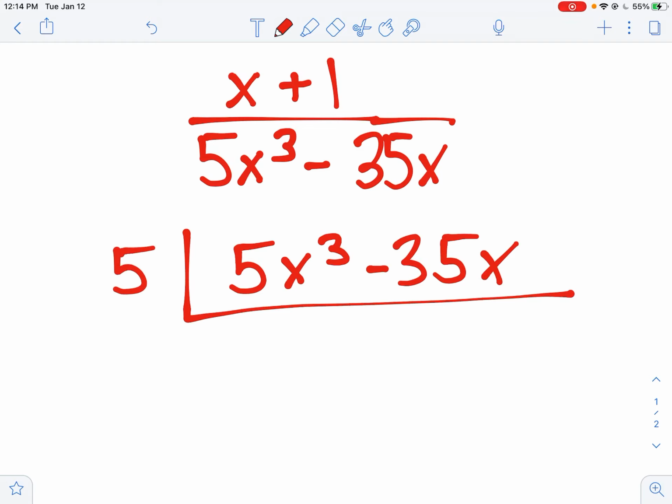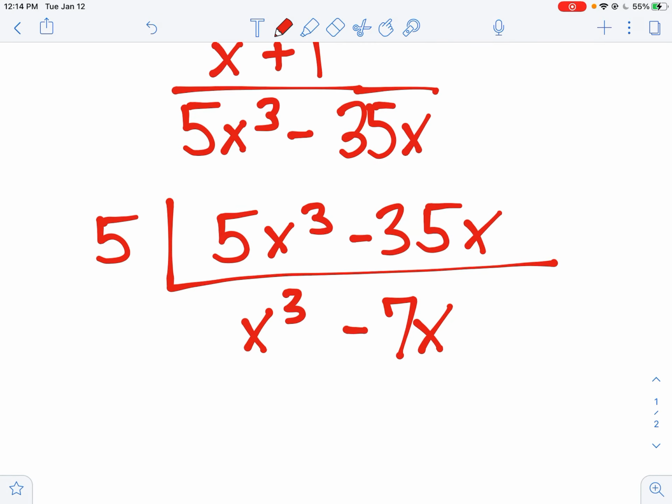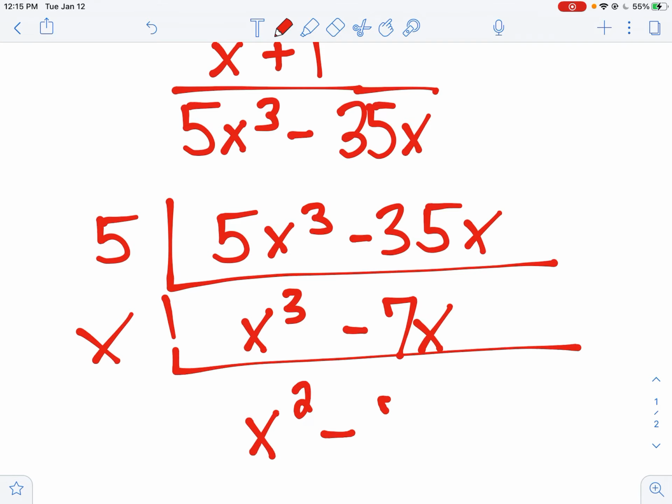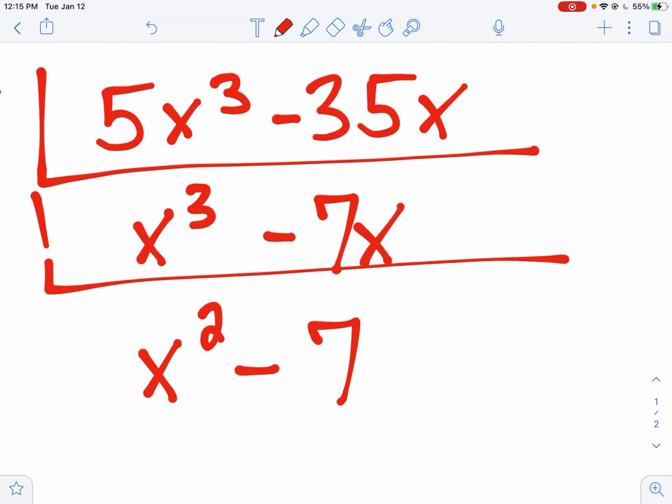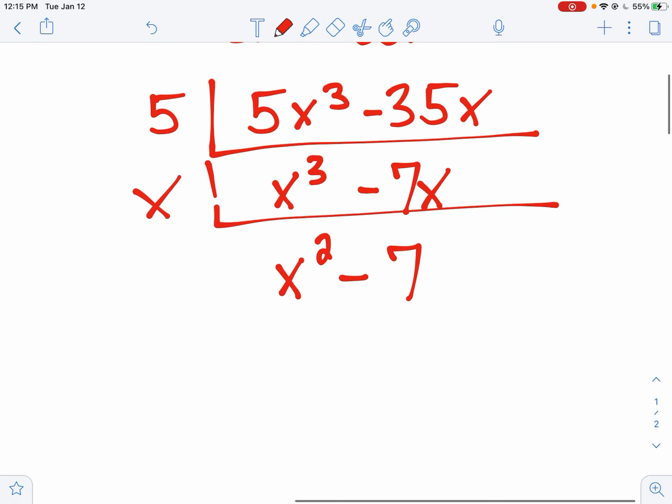Okay. 5x to the third divided by 5 leaves me with just x to the third. Negative 35x divided by 5 leaves me with negative 7x. Okay, and then I figure how can I break this down further? X to the third minus 7x, I can divide them both by x. If I do that, then I'm left with x squared minus 7. And I'm looking at x squared minus 7. I can't go any further with that.